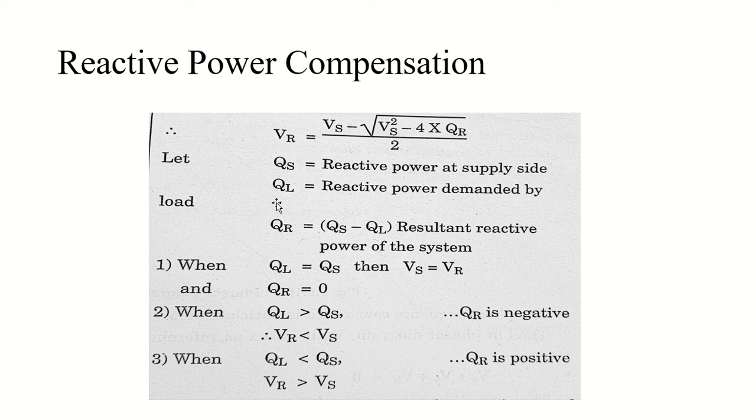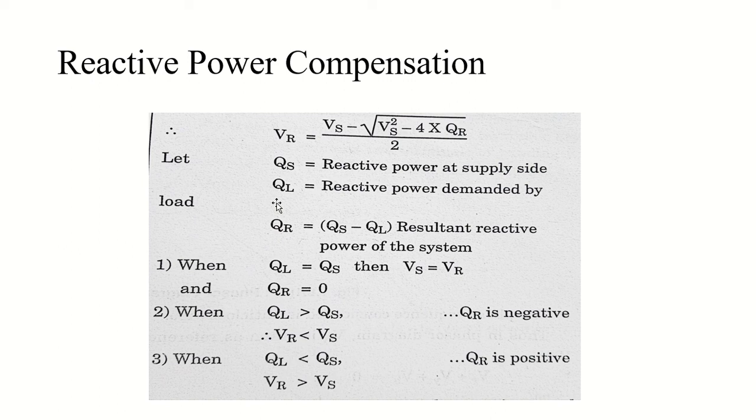Again, if QL is equal to QS, then supply voltage and receiving end voltage will be equal, and QR will be 0, because what is QR? QR is nothing but the difference between QS and QL. If they are the same, then QR is equal to 0, which is a very good case.